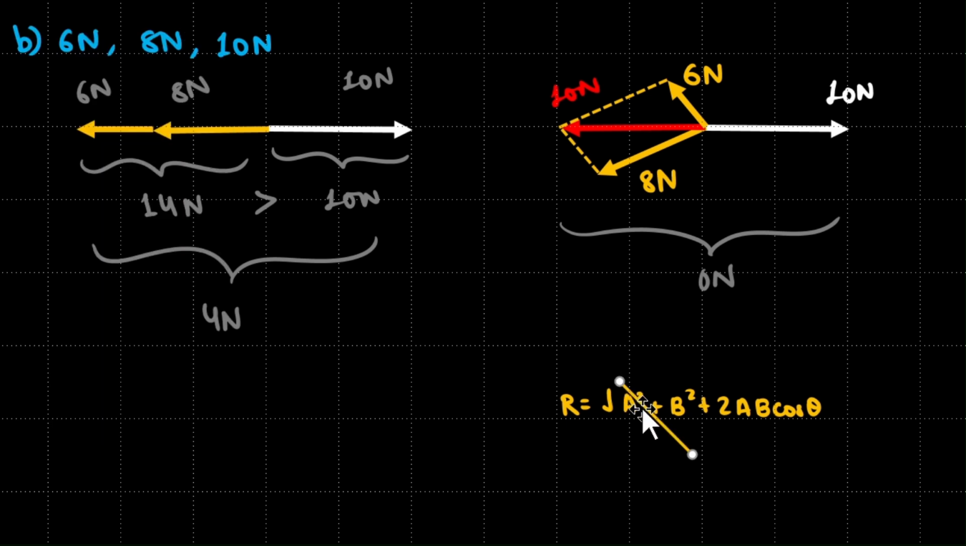So r will be the magnitude of the resultant, a will be the magnitude of one vector, b will be the magnitude of another vector, and theta will be the angle between vectors a and b. In this case, the resultant r is 10 newtons, so I will write 10. Let's say a is 8 newtons and b is 6. You can just add the value of each term, and you only have the unknown variable, theta, so you can find theta.